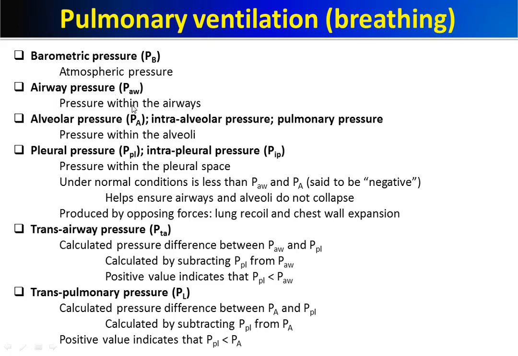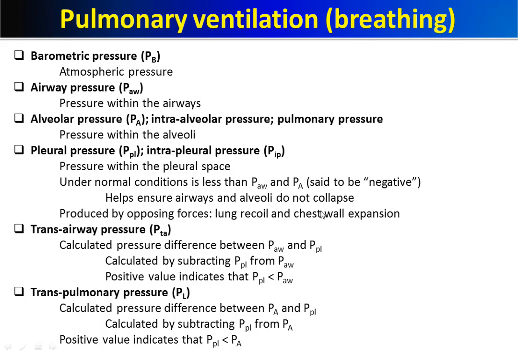Airway pressure is the pressure inside the airways. Alveolar pressure, PA, is also known as intra-alveolar pressure or pulmonary pressure. Now the pleural pressure, which we call PPL, or intrapleural pressure, is the pressure within the pleural sac. Under normal conditions, the pressure within the pleural sac is less than the atmospheric pressure. Since we call the atmospheric pressure 0, the pleural pressure is then subatmospheric, or we call it a negative pressure.